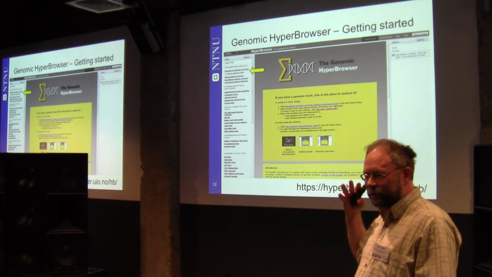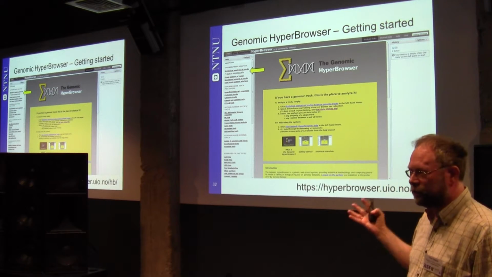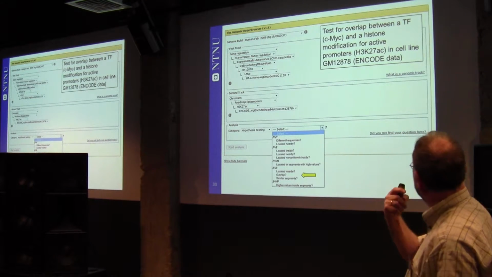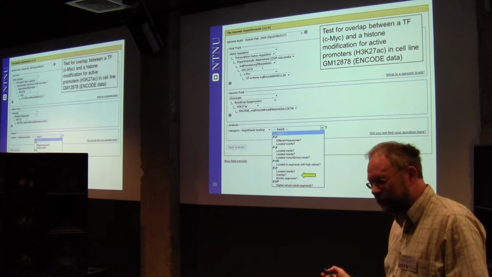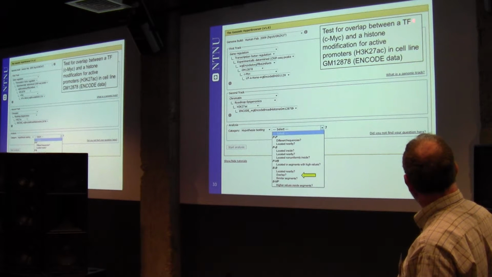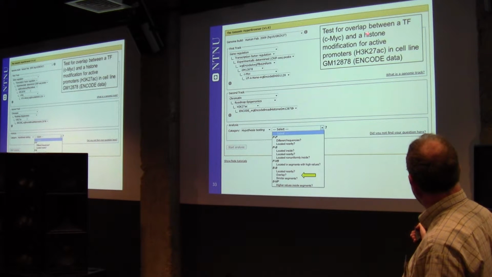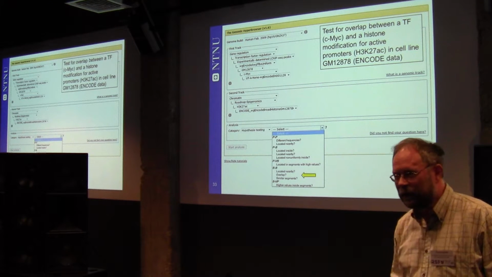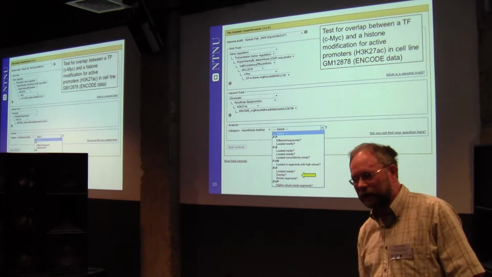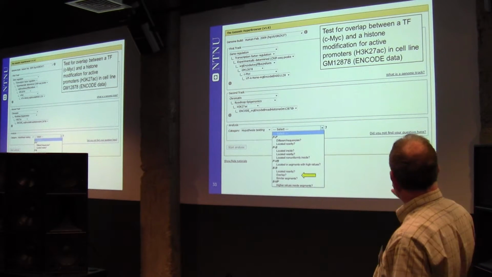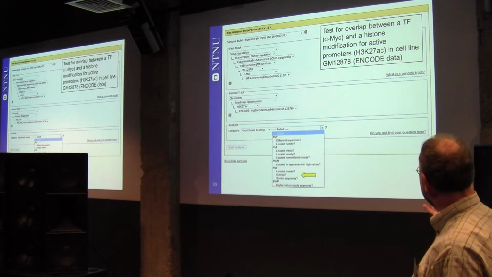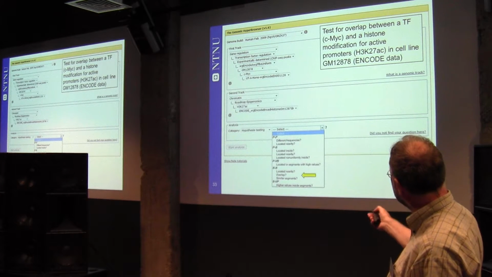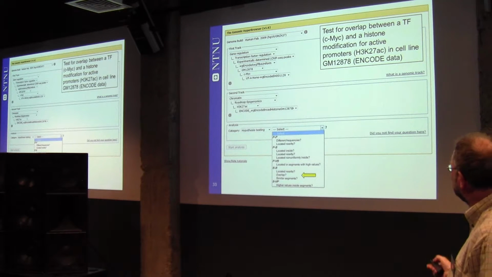The purpose here is mainly to show how it works, and therefore I chose some obvious, very simple examples. The first one is fairly obvious: test for overlap between the transcription factor and the histone modification for active promoters in this particular cell. Here we should expect a positive result, because a transcription factor that is active in gene regulation should bind in an active promoter. It's a trivial example, but it illustrates the different choices that we are able to make here.